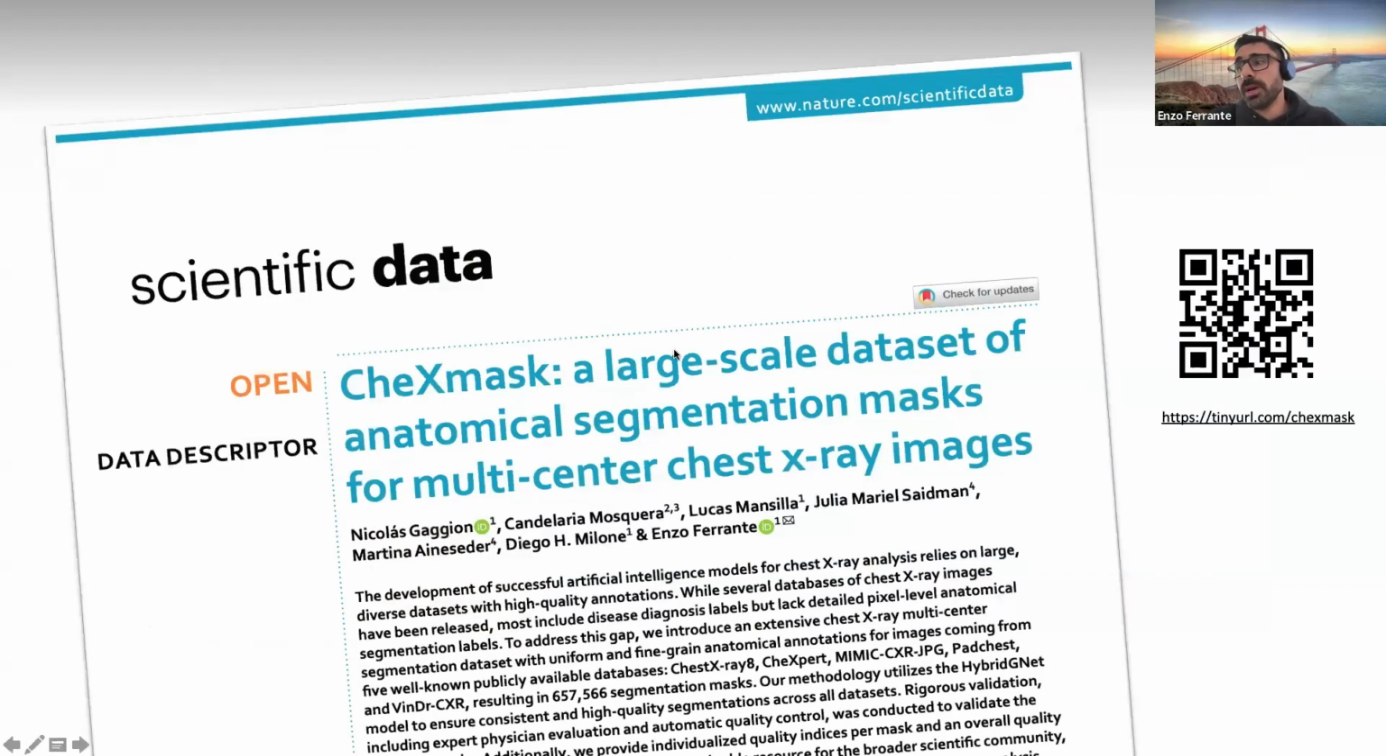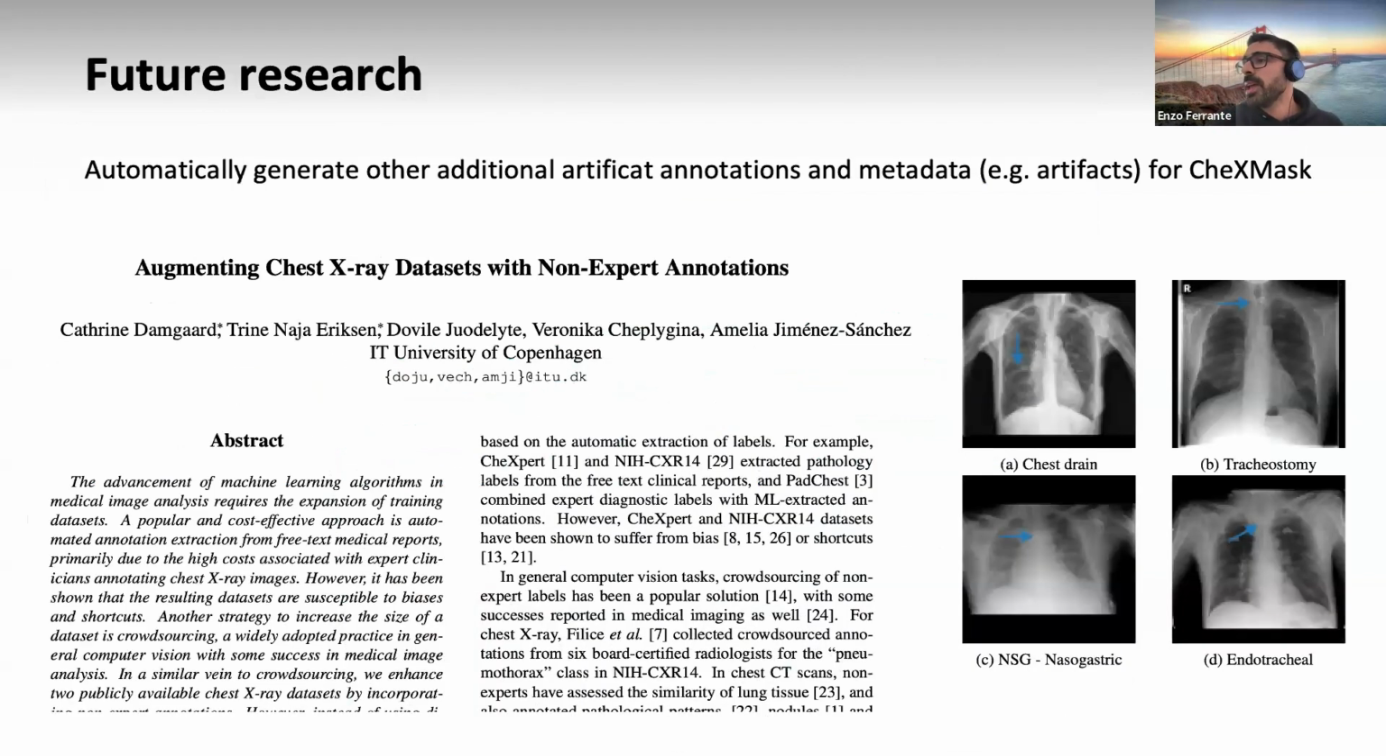This is the paper of CheXMask that was published, as I was mentioning, in Nature Scientific Data last year, and you can access it. You can download our segmentation masks. People have been using them in many different studies that we didn't imagine. That's the nice thing about releasing a data set. Studies that go from training mask autoencoders to others that are more clinically oriented. So that was pretty interesting to see.